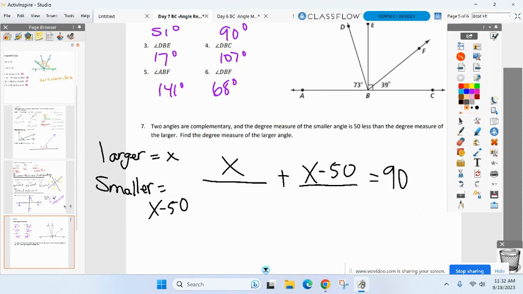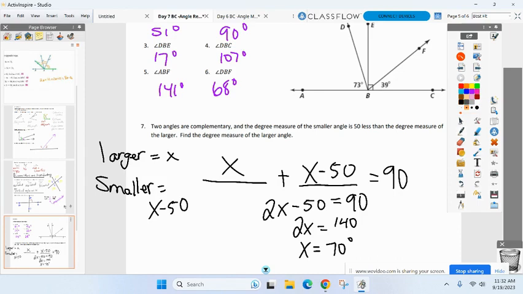All right, let's solve it up. 2x minus 50 equals 90. Add 50 to both sides, you get 140. And then go ahead and divide both sides by 2. X is 70. And this is why I like let statements. I know what that represents now. I'm not trying to figure out, oh, is it the smaller? Is it the larger? I'm not guessing. I know it's x is the larger.